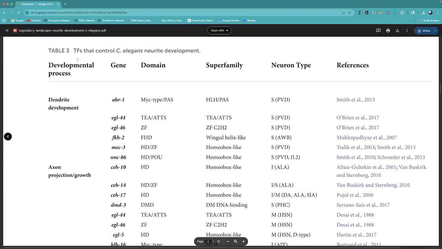And then finally, table 3, we have transcription factors that control C. elegans neurite development. So this is where we have a developmental process, and that developmental process involves a number of different genes and their domains, and then they're expressed in a certain neuron type.